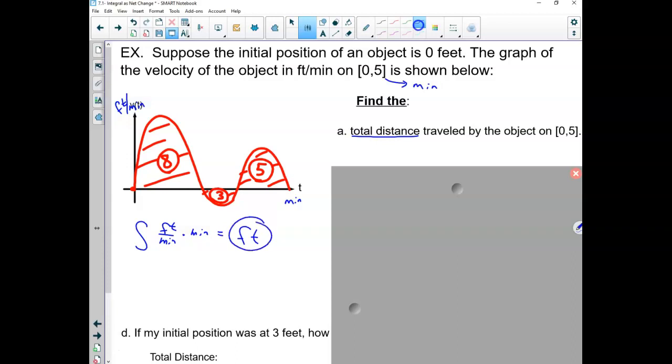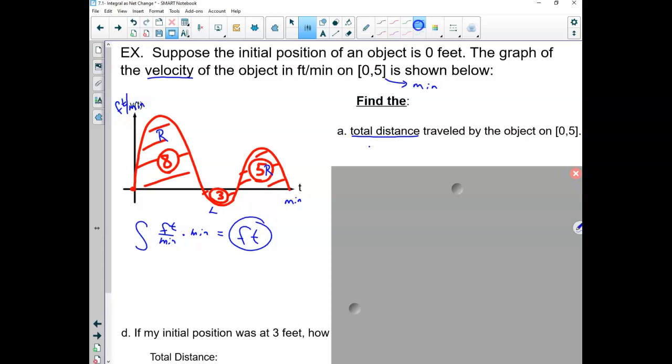So if I integrate velocity, it actually gives me position. And if I think about the total direction or the total distance traveled, think about the velocity graph. If velocity is positive, I'm moving to the right. And if velocity is negative, I'm moving to the left. And if it's positive here, I'm moving to the right. But what is the total distance traveled?